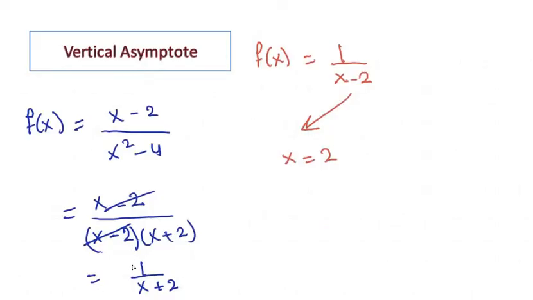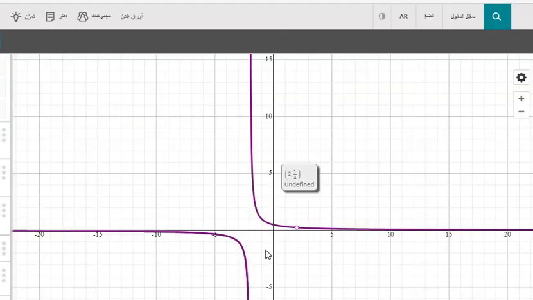So we can tell where the asymptote is without graphing by simplifying the function and finding the zeros of the denominator. In this case, we have the zero x equals negative 2. And before we simplify, we have a zero here at x equals 2. That's why we have a hole at this point.